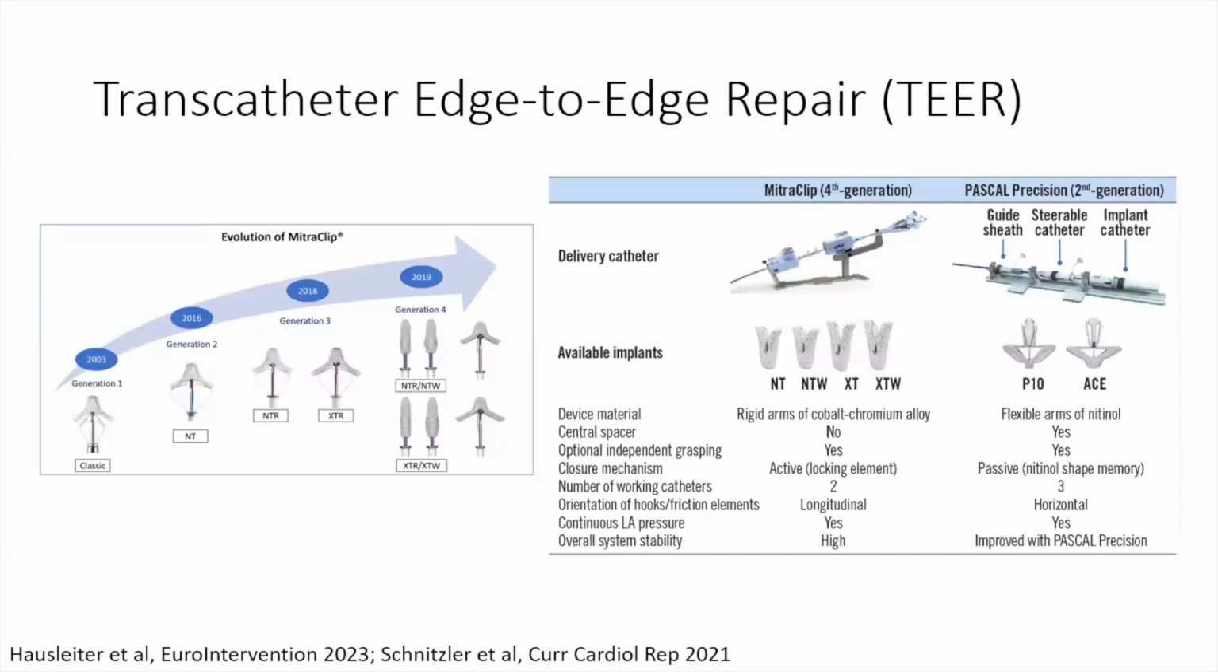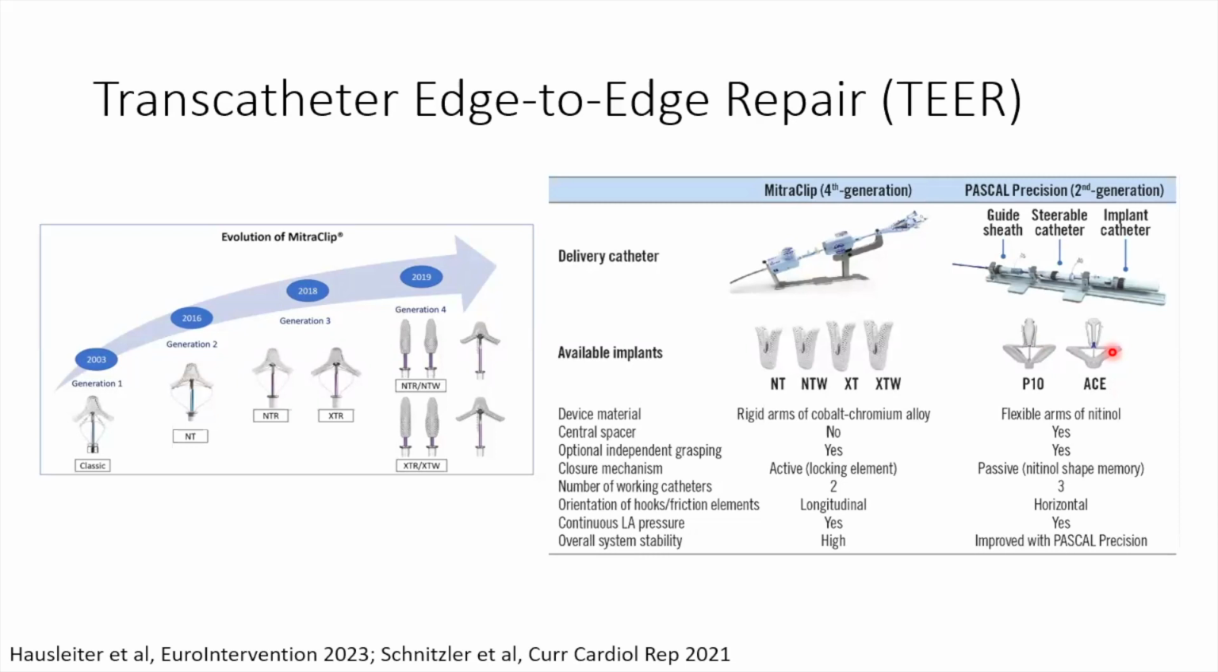The other types of mitral clip devices are the PASCAL devices, where there are 2, and they are made of somewhat different material. They're made of flexible arms of nitinol, whereas the MitraClips are made of rigid arms of chromium alloy. The other difference is that the PASCAL devices have a spacer. You can see in the picture that they have this device up here. That's the spacer, which allows you to bridge more of that coaptation gap, so as to be able to implant in larger coaptation gaps.